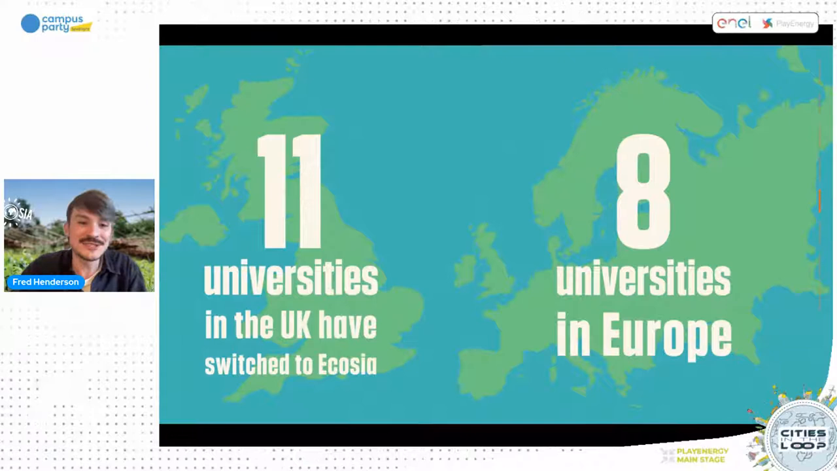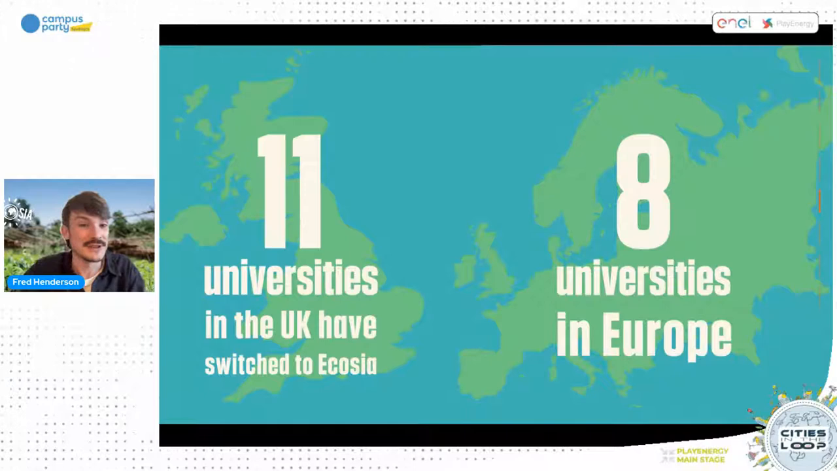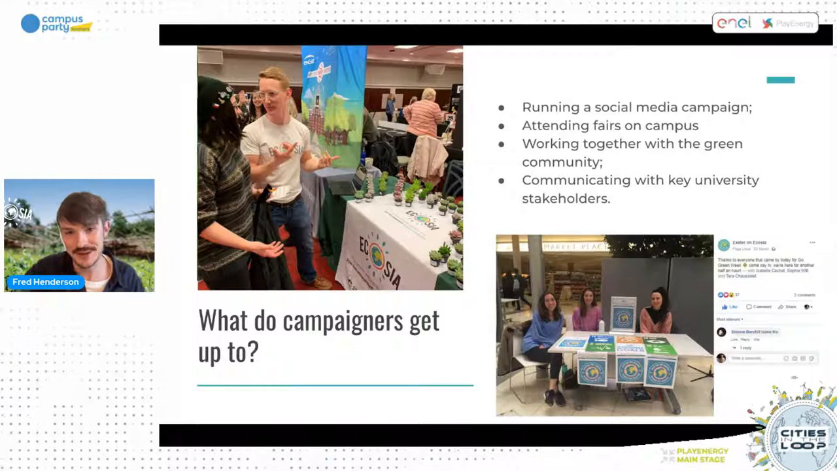Most of the campuses that have switched are in the UK, and we're also seeing a sort of momentum in Europe as well, where many campuses are making the switch to Ecosia to plant as many trees as possible. And so what does being an Ecosia on campus campaigner look like? And how do you go about persuading your university to make Ecosia the default search engine?